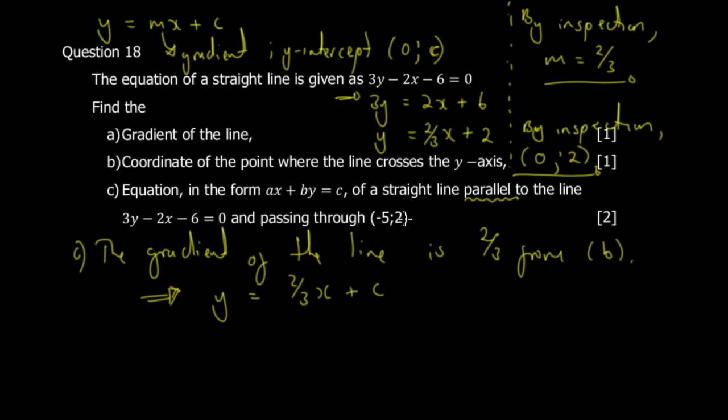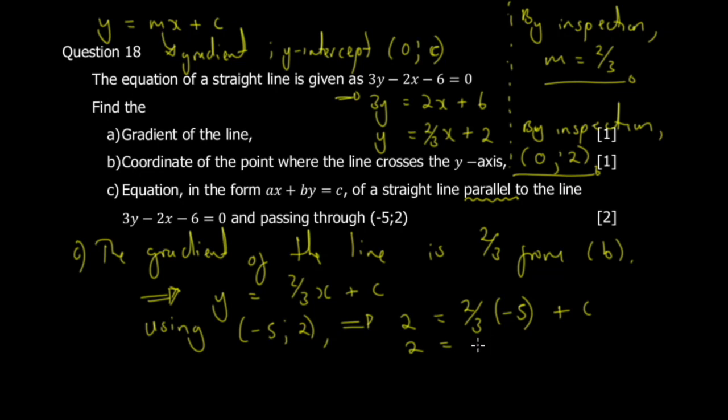So now you use these coordinates. So using -5, 2, like this. What do you get? So here you substitute. Now you substitute 2 on y, and you want to substitute -5 on x. Okay, plus c. Then you get 2 here, minus 10/3 here, plus c. Then c is equal to 2 plus 10/3. So 10/3 is going this side, so that's why it's becoming plus.